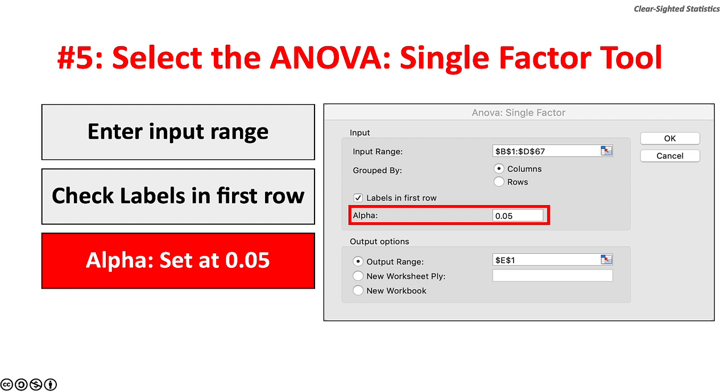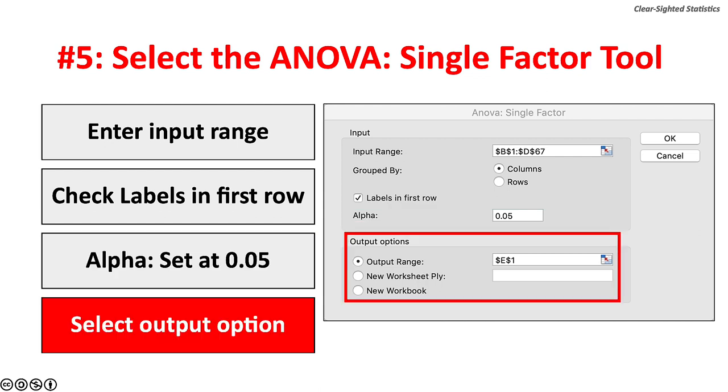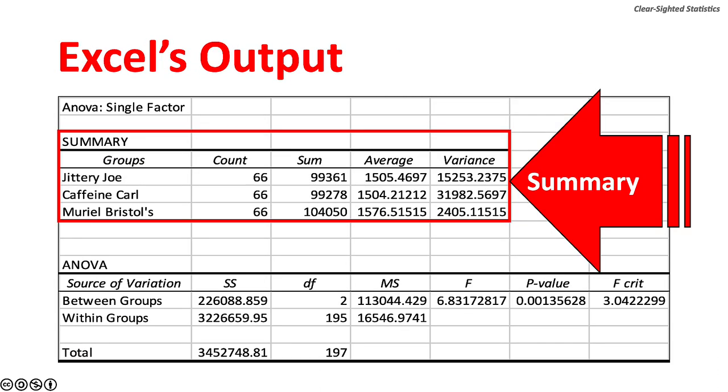Alpha is the significance level. Enter 0.05. Enter the desired output option. Cell E1 was selected. This will place the ANOVA table in cell E1 on the Excel worksheet that contains the data. Here is the output.